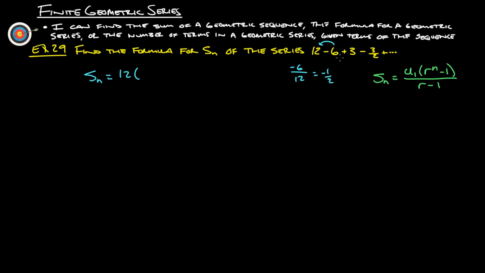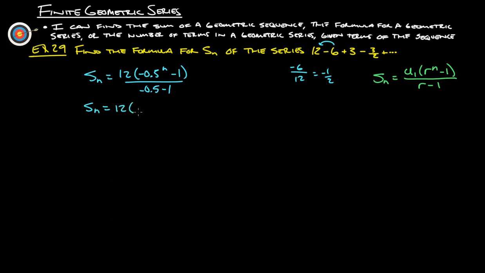So it looks like we're multiplying by negative 1/2 each time. Negative 6 times negative 1/2 is 3. 3 times negative 1/2 is negative 3/2. So there's our rate, negative 1/2. I'm going to put negative 0.5 all to the n. We don't know the number of terms. Minus 1 all over our rate, which is negative 0.5 minus 1. All right, let's simplify this as much as we can.